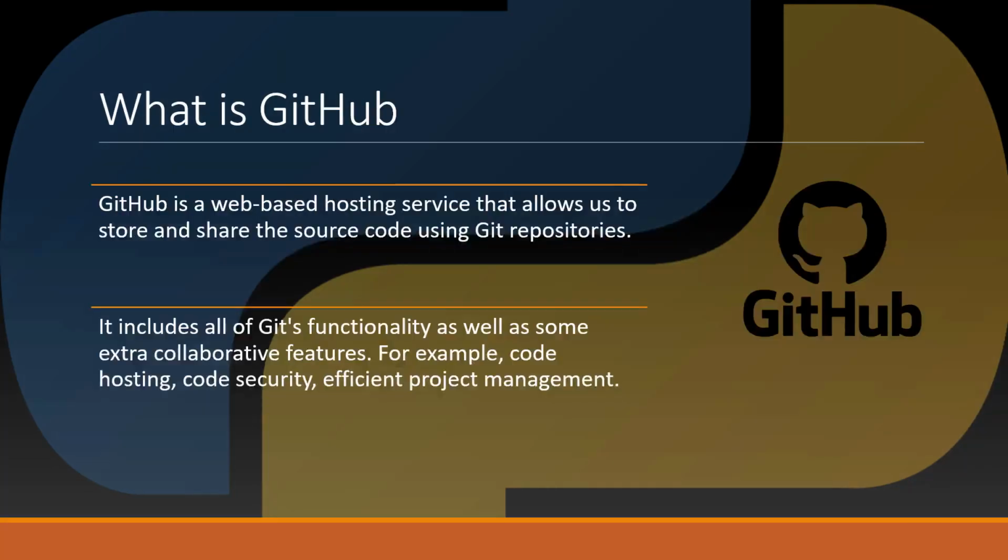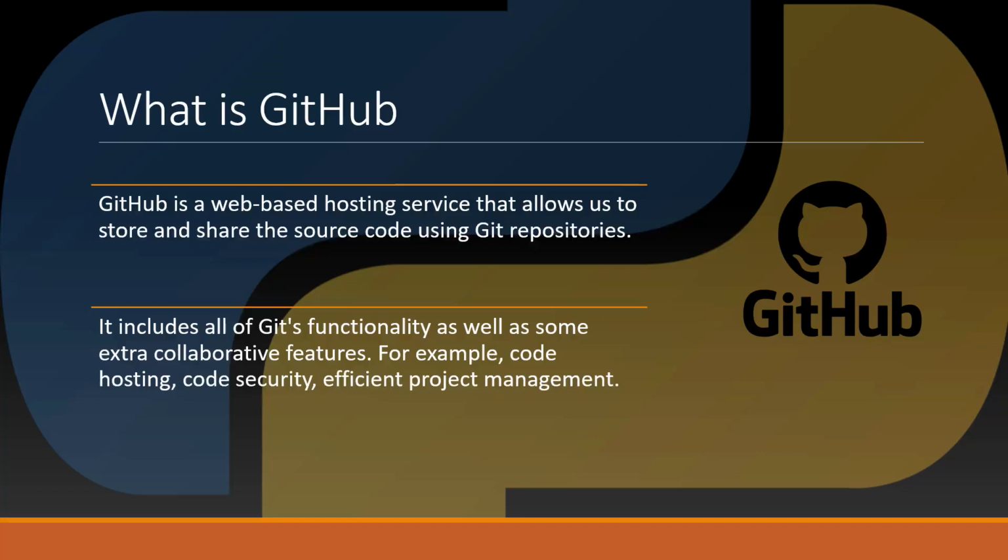As compared to Git, GitHub is a web-based hosting service that allows us to store and share the source code using Git repositories. It includes all the Git functionality as well as some extra collaborative features. For example, code security, project management, and even code hosting. So GitHub enables developers to share repositories, access repositories of other developers, and even backup them remotely.